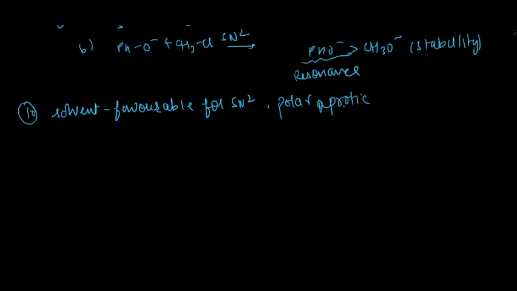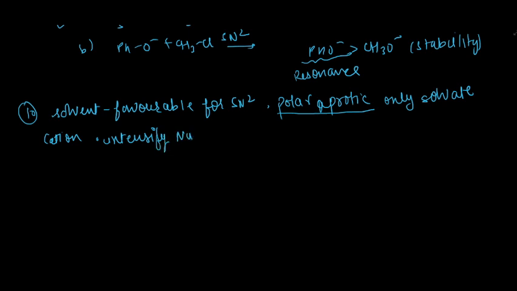We have seen polar aprotic solvents dissolve only the cation, not the anion. So it only solvates the cation. So the intensity of the nucleophile is retained, it doesn't decrease.